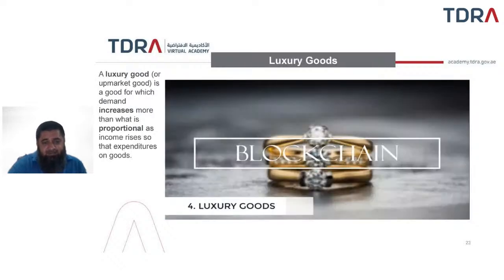So that is another implementation of blockchain, and that is luxury goods. For example, we are going to buy diamonds from a diamond shop, and we are not sure whether this is a certified shop, or whether the diamonds are original, and whether there is no theft or fraud in this product. A very good solution for that is to maintain a blockchain.